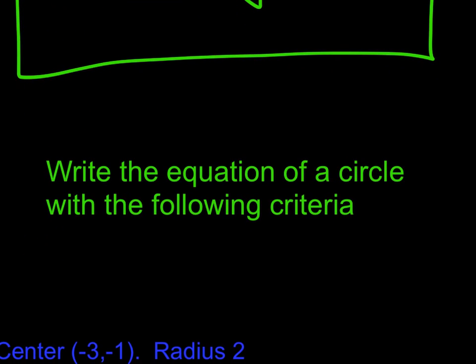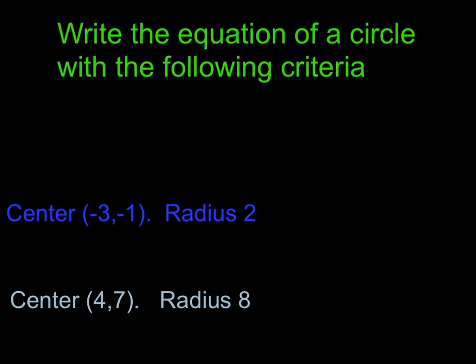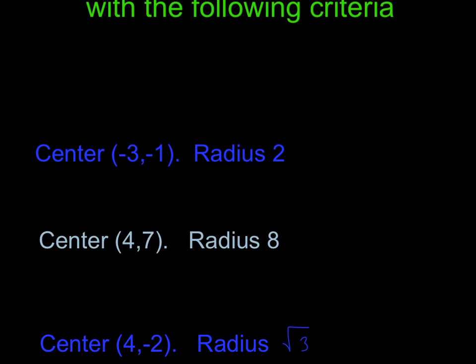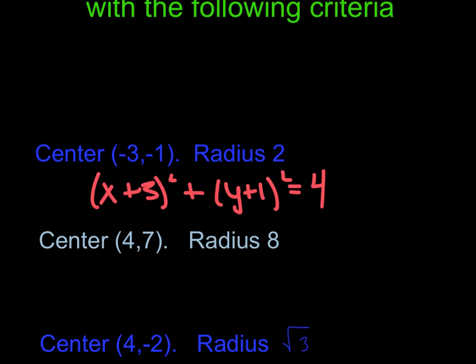So let's take a look at a few examples. Write the equation of a circle given the following criteria. So number 1, the center is (-3, -1) and the radius is 2. So I'm saying that's (x - h)², so (x + 3)² plus (y + 1)² equals, now remember you're saying radius squared, so if my radius is 2, I should actually put a 4 there.